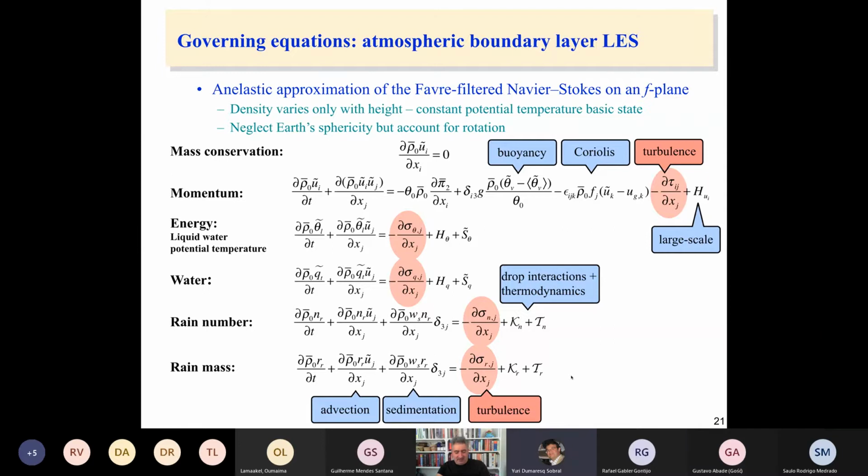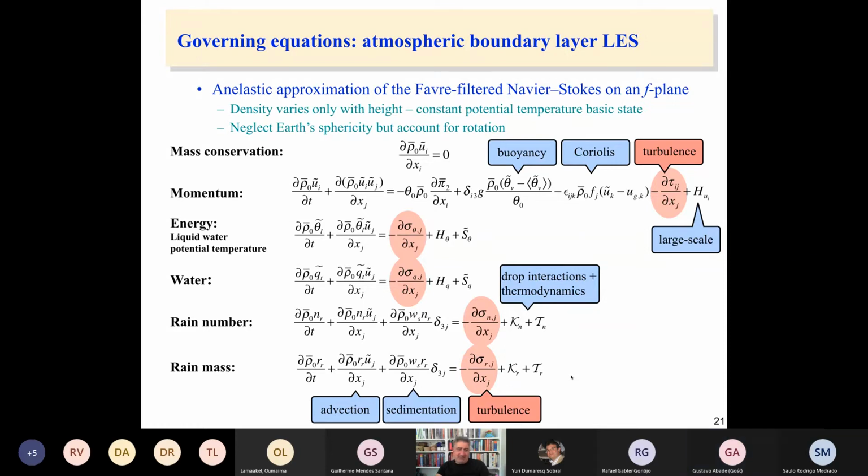Gustavo, I think you want to say something? Yes, that's the opportunity to ask: how do you model this water? Do you assume a size distribution for these two classes of water in your case, or how do you model that? Yeah, okay, that's a good question also.